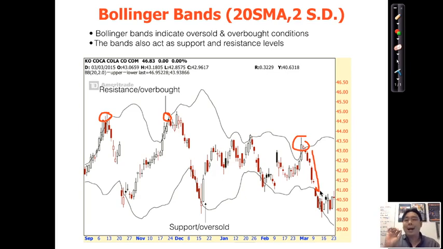But again, we can't use it by itself. We have to combine it with other things that we're going to look at, like candlestick patterns, for example, okay? And over here, you can see what happened. The price is outside the lower Bollinger Bands. So again, it's outside the normal range, it's oversold, and tends to snap back, okay? So these are how we use Bollinger Bands: support, resistance, oversold, and overbought conditions.